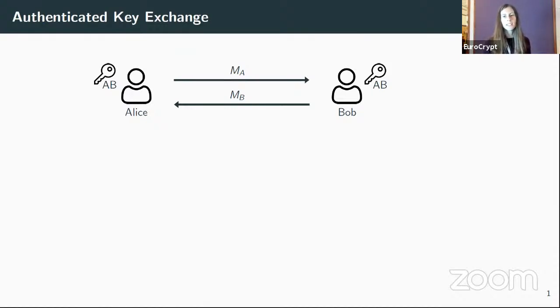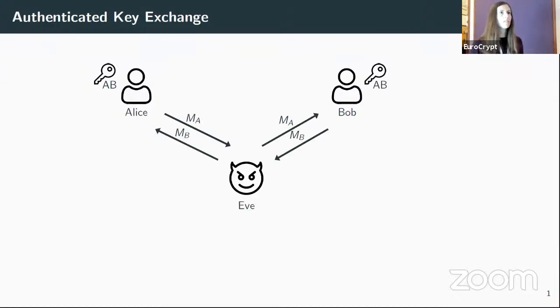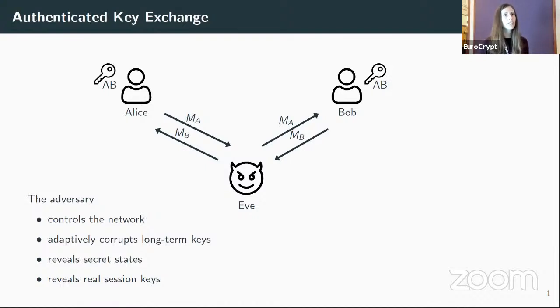When we analyze the security of AKE protocols, we put an adversary Eve in between the interaction. Now we don't only consider two users, but in the security model, we have many users holding many sessions. We let Eve control the whole network. That means she can drop, inject, or modify messages. We also give her access to secret information. That means she can corrupt the users' long-term keys, and she can reveal ephemeral states and also session keys.